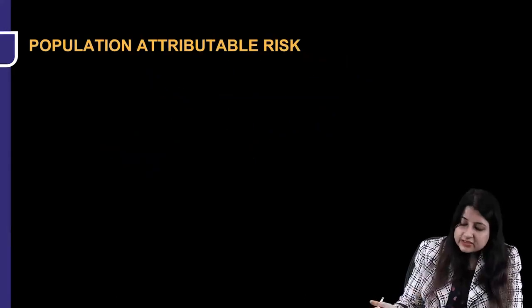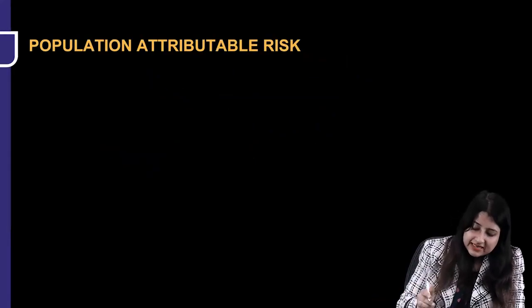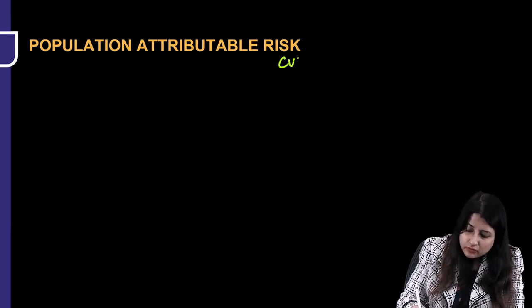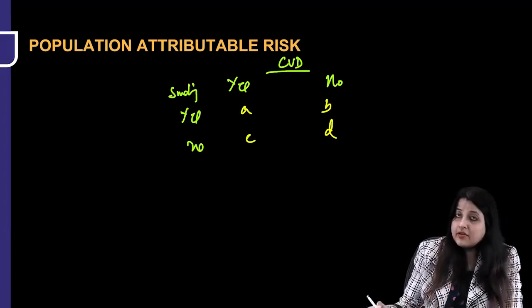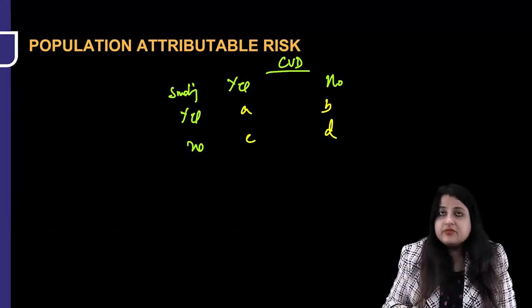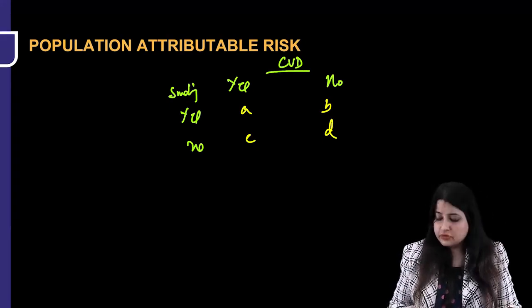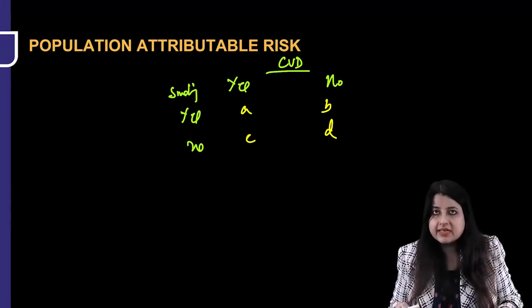Last but not the least is population attributable risk. In population attributable risk, I'll just draw a column once again. Okay, CVD, a 2 by 2 table. Yes, no. Now suppose we were studying smoking. Yes, no. So this is A, B, C, D. Alright. Now remember what is the formula for population attributable risk, which will come in your exams.